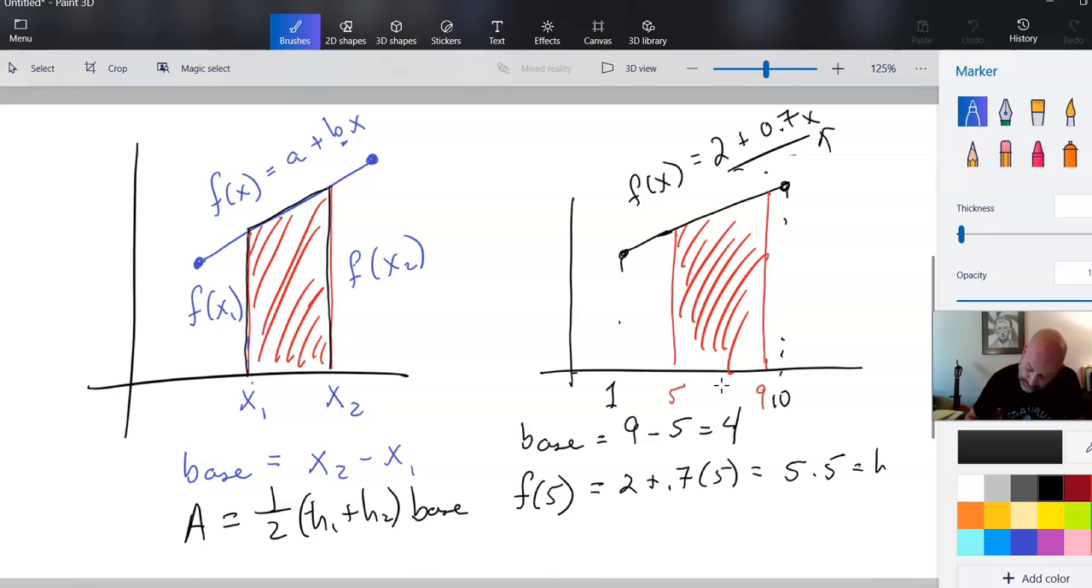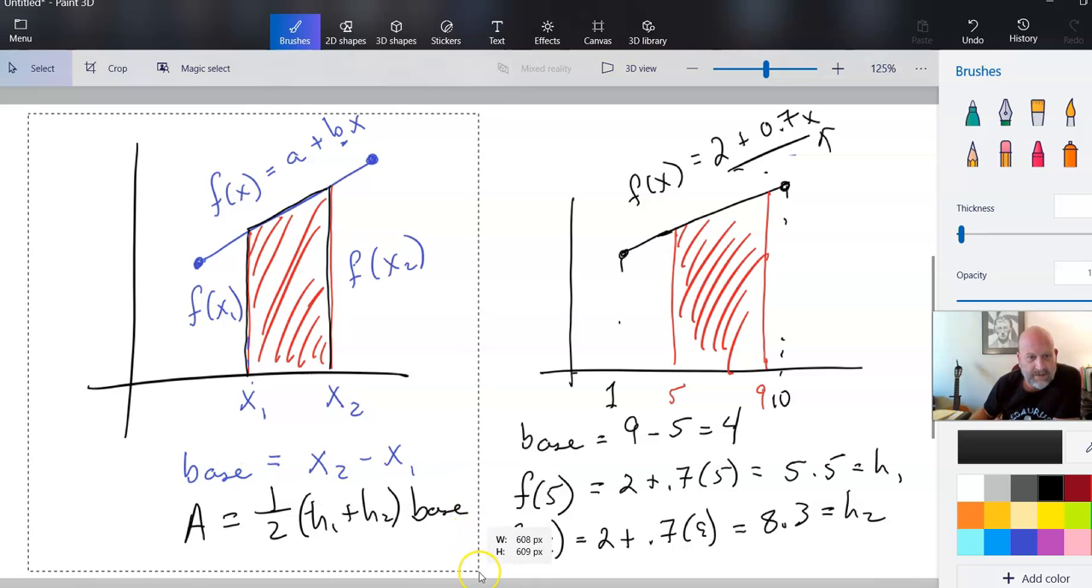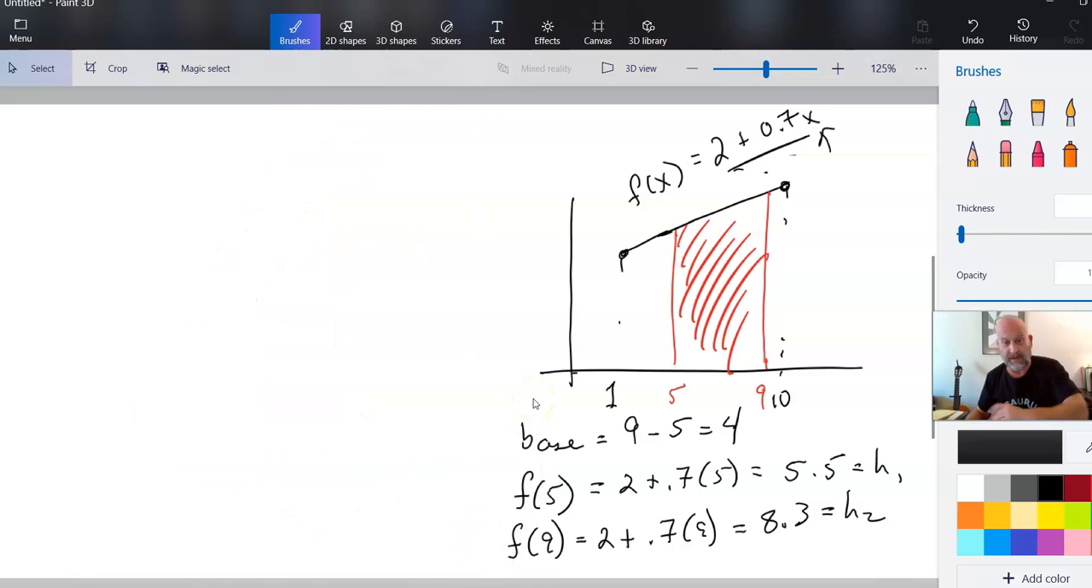So that's H1. And then H2 is going to be f of 9, which is 2 plus 0.7 times 9. And that should be 8.3, but let's double check. So it's 2 plus 0.7 times 9 equals 8.3. Right? So that's H2. So now we have all the pieces. We have H1, we have H2, and we have the base. So once we have those, we can just plug them into the formula.